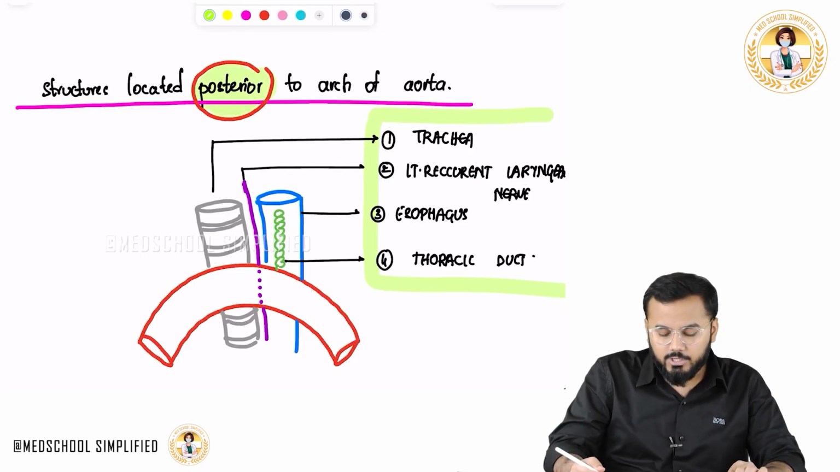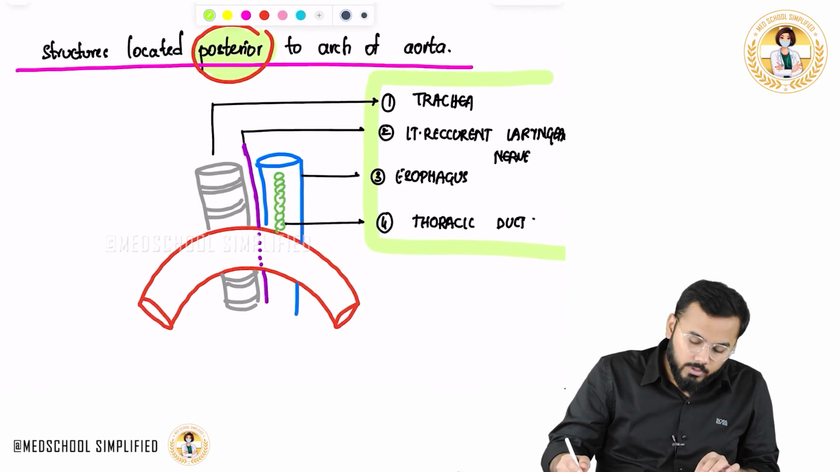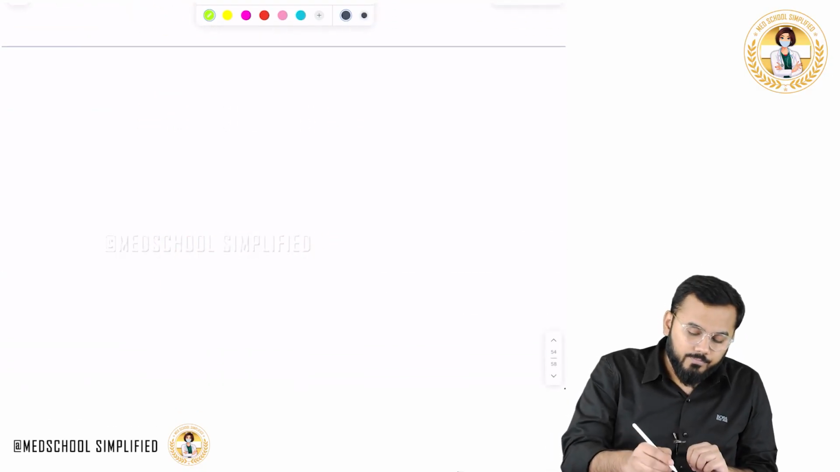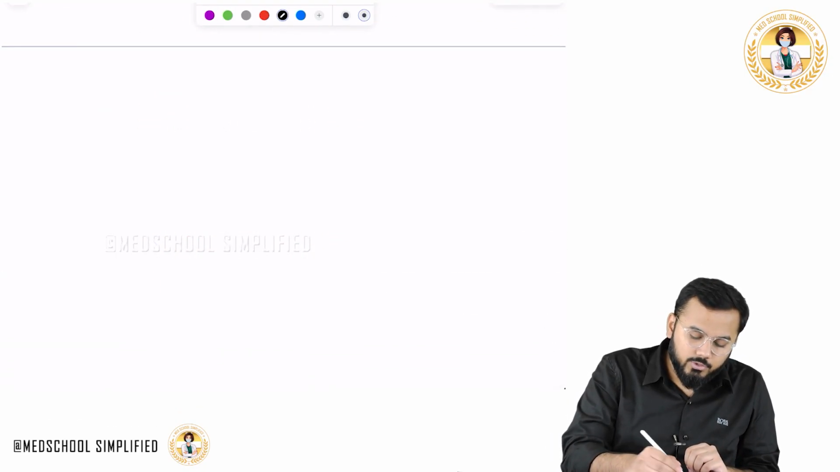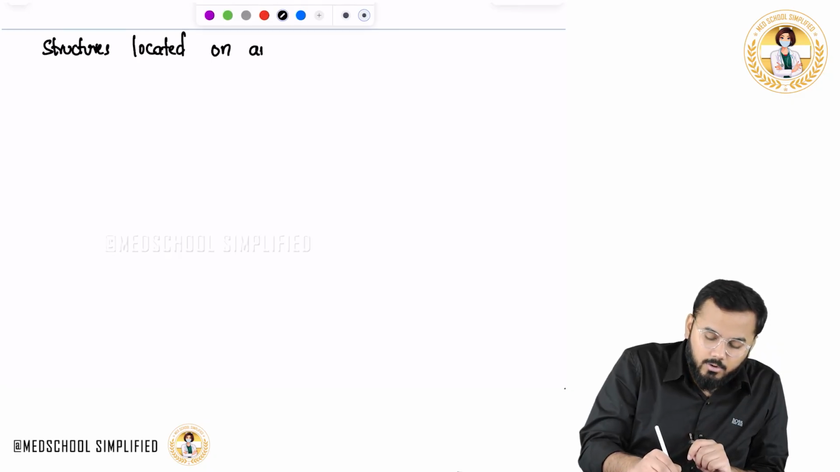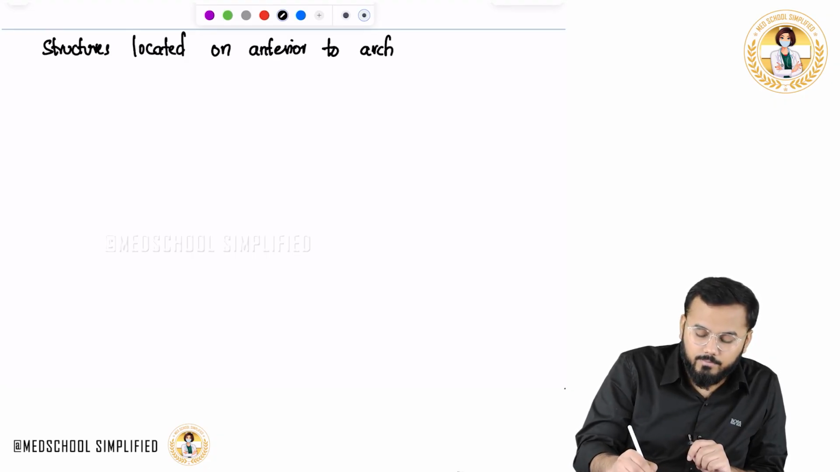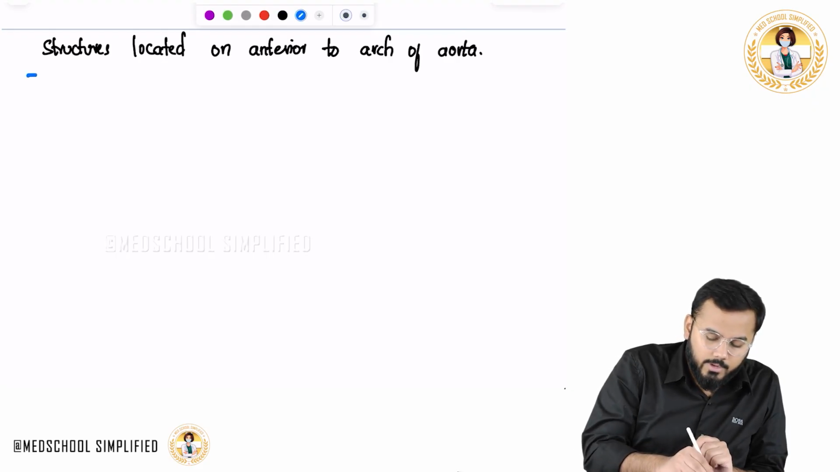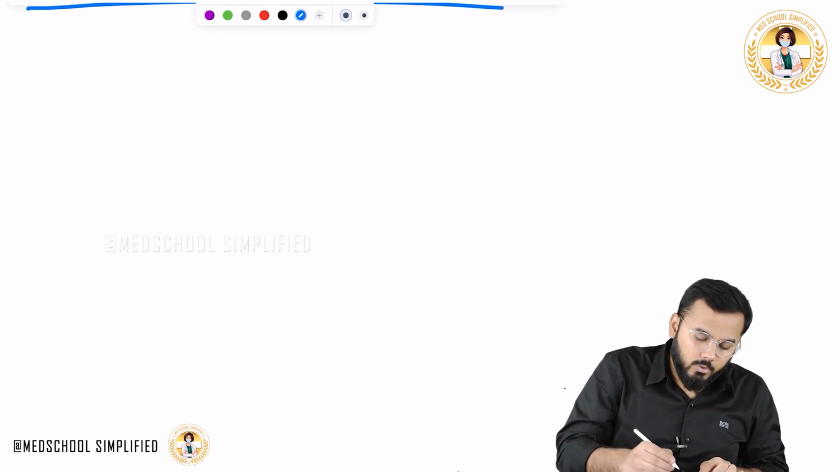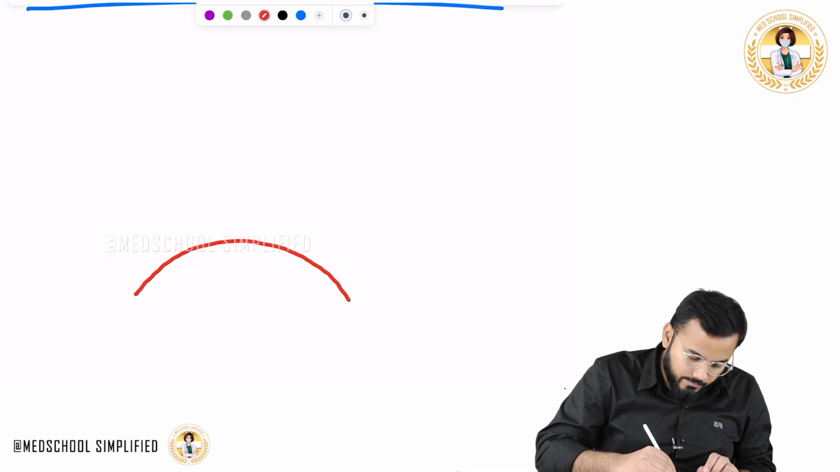Now what we shall do is that we shall look at those structures which are located on the anterior side of the arch of aorta, right? Now regarding this anterior side of the arch of aorta, first of all let me draw this arch of aorta. As usual we will discuss everything. Structures located anterior to arch of aorta. So what are the structures that are located? Okay. So first of all, this is your arch of aorta.